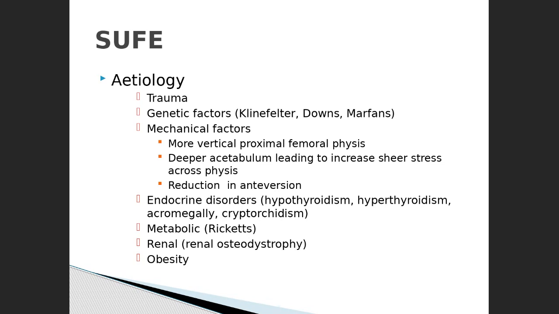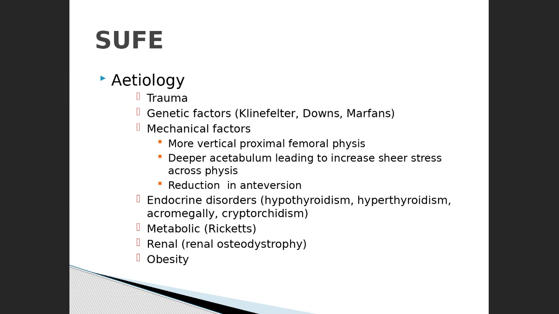Then we know that there are some mechanical factors that lend themselves to the slipped upper femoral epiphysis. Patients with a slipped upper femoral epiphysis have a more vertical physis than normal individuals. The acetabulum is also deeper, leading to increased shear stress across the physis. And the normal hip is anteverted, but in patients with a slipped upper femoral epiphysis, we may notice that there is reduced anteversion of the hip.